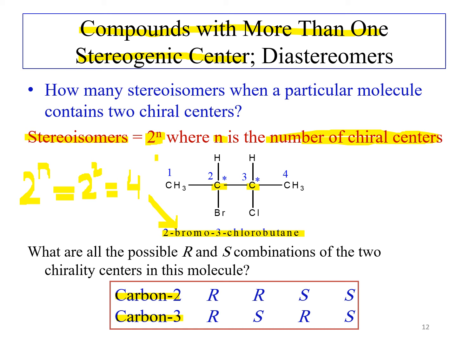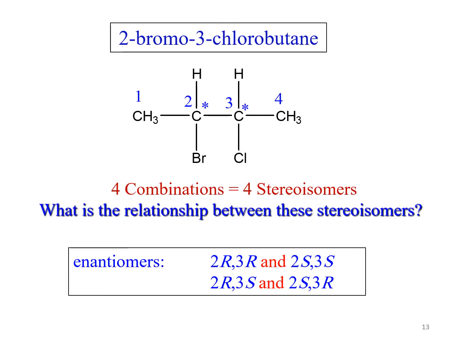The structure can be there in the exam, and you have to tell how many stereoisomers are there. First you have to check how many chiral carbons are there. Simply put in the formula 2 raised to power n, and you get the number of stereoisomers. So here we have the 2-bromo-3-chlorobutane, a structure similar to the previous slide, which has two chiral carbons, and a total of 4 combinations can be there. Therefore we can have 4 stereoisomers, which we can calculate from the 2 raised to power n formula as well.